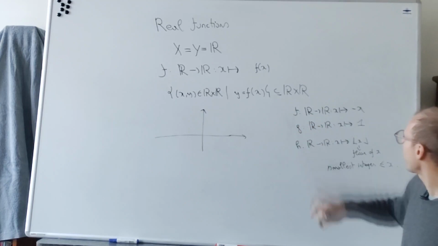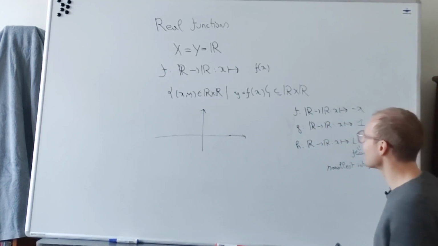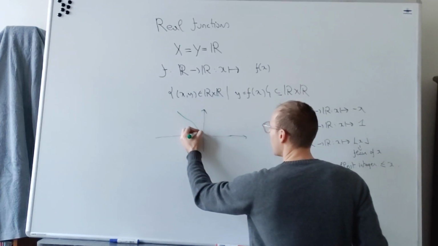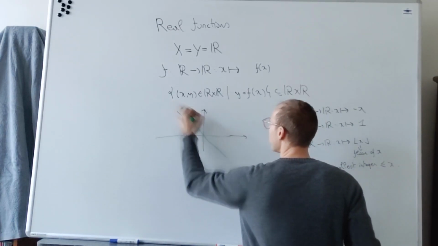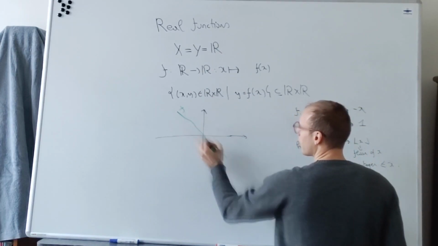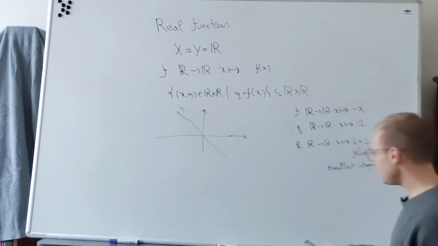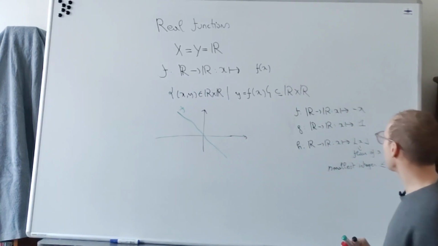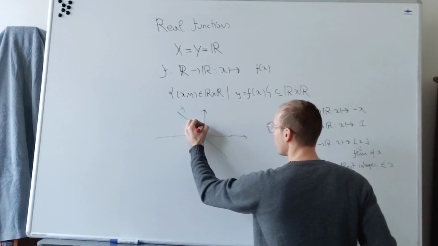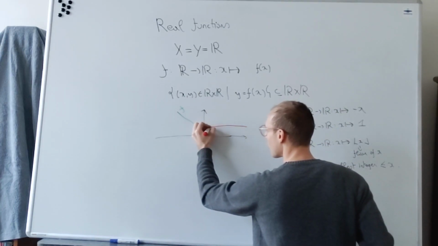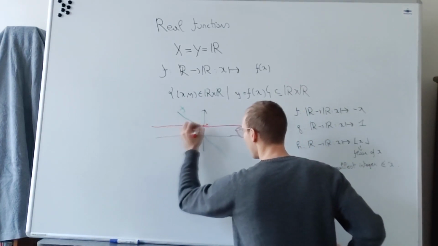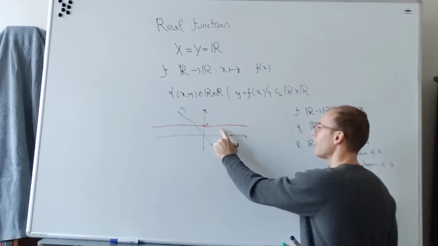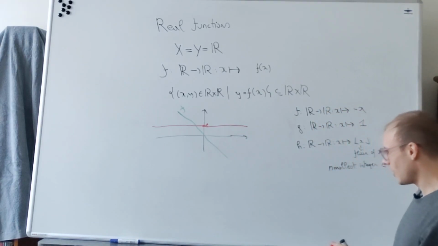So the function f that maps x to minus x, this will be a straight line, and this will go like this. This is the function f. So this angle here is like 45 degrees. And for the function g, every element x is mapped to 1. So if you think about it, this is just this line which is parallel to the x-axis. So you see indeed every element is mapped to 1.